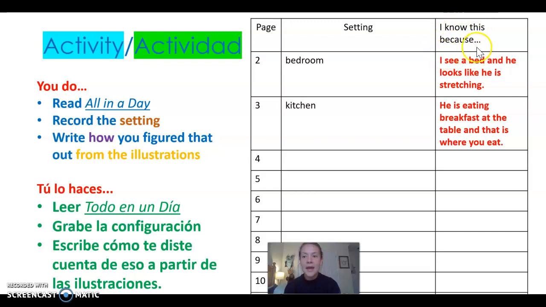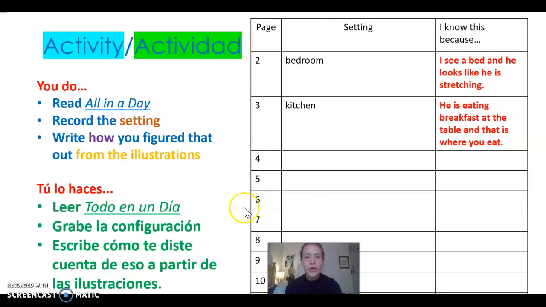I know this because he is eating breakfast at the table, and that is where you eat. So I eat in the kitchen. Maybe you eat in the kitchen too. And I knew that he was in the kitchen because he was eating breakfast at the table. And so I really explained how I knew from the illustration what the setting of that page was, or where it was taking place. And so that's what you guys are going to do for each page or each setting of All in a Day.